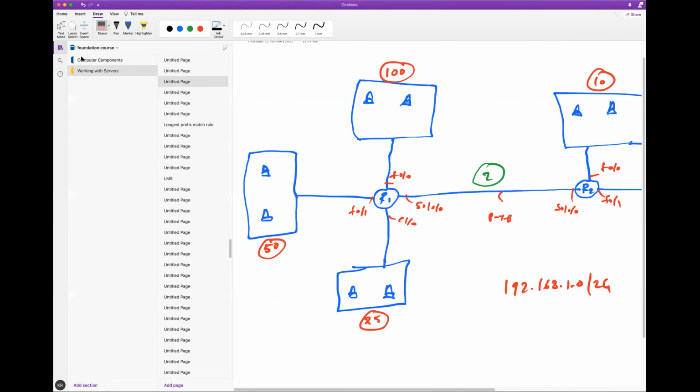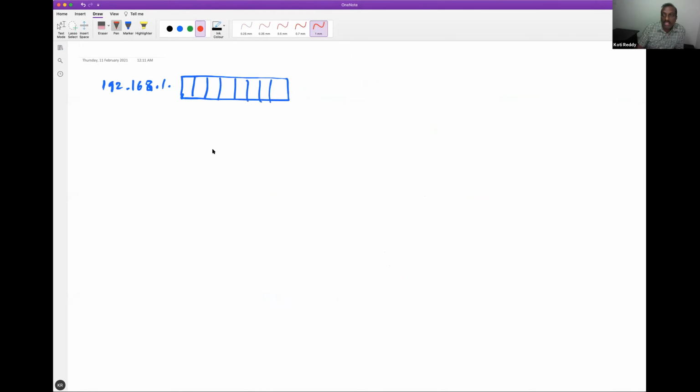If I need to accommodate 100 hosts, how many bits should I leave for host ID? 7, right? So I leave 7 bits for host ID and borrow everything else into the network ID. If I do that, what network bits will I get? If I have only one bit in the network ID, I can take it as 0, or I could take it as 1. If I take it as 0, I get the first network ID.